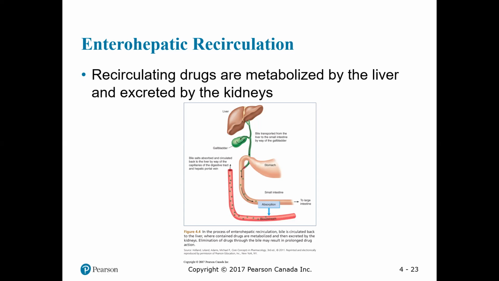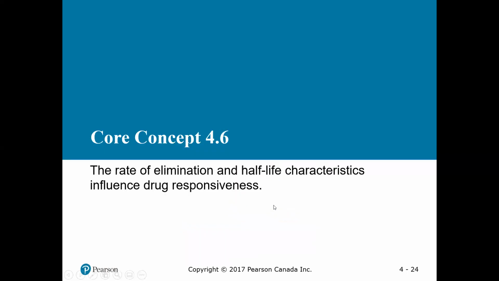So in this picture, it's very clear that they are explaining from the liver. Bile is transported from the liver to the small intestine by way of the gallbladder. And then it goes down underneath, over here. Bile salts are absorbed and circulated back to the liver by way of the capillaries of the digestive tract and the hepatic portal vein. So this is how the recirculation goes on.